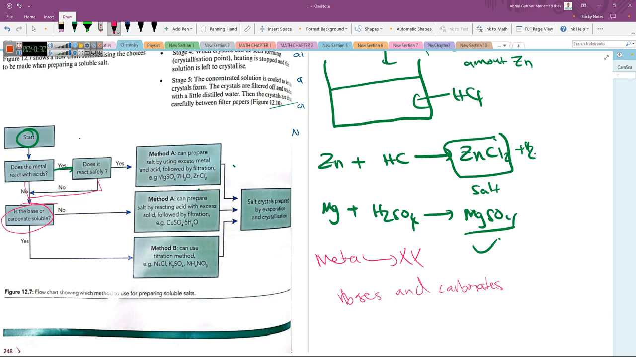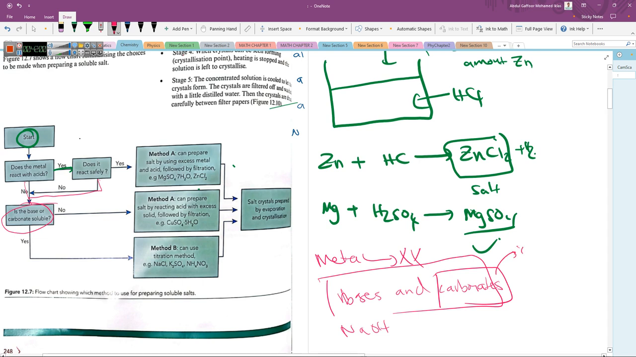Right. Now if you take a base, for example, let's say we have taken NaOH, right? And let's say we have taken a carbonate. Any carbonate we can take. Now if the carbonate is soluble, normally all carbonates are insoluble, right? Except sodium carbonate, potassium carbonate and ammonium carbonate, the rest of the carbonates are insoluble, right? Insoluble. So if they are insoluble, we will go for method A.